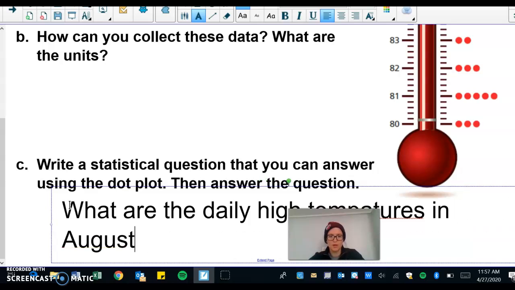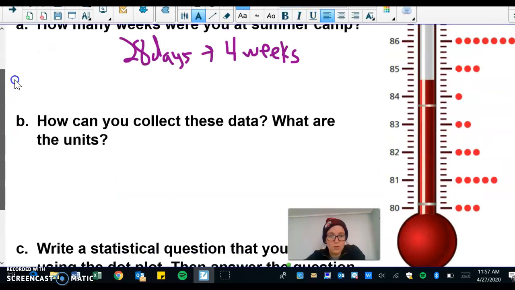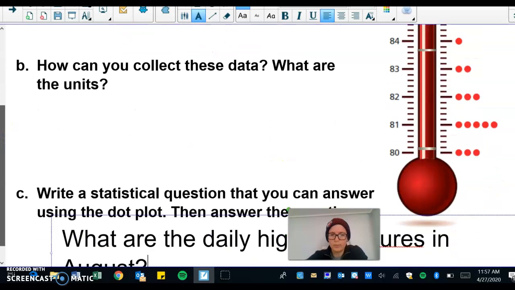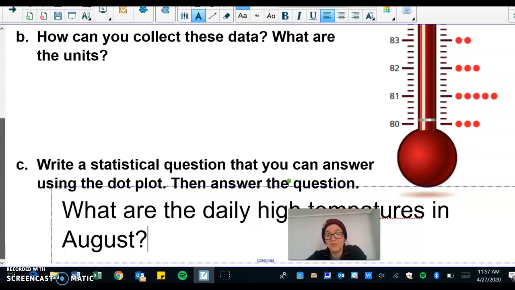And then you'd answer that by looking at the dot plot, and you can see that most of them revolve around 86. You can also say 81 too, so your answer could be either 81 or 86 degrees, because most are 81 or 86 degrees. So that's the statistical question, and that's a dot plot.